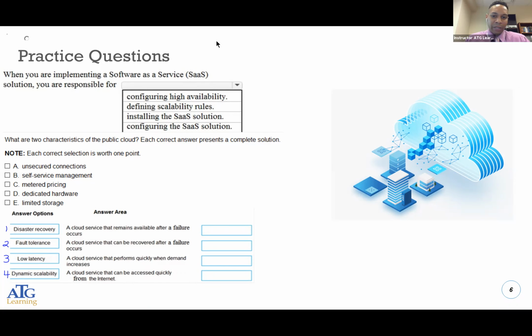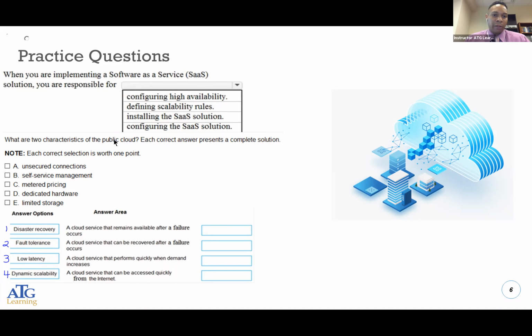This answer is actually going to be configuring the SaaS solution. That is the correct answer. Again, with software as a service, pretty much you're not responsible for anything except maybe configuring the SaaS solution, meaning you might have to install Office 365 on your machine, but other than that, that's it.